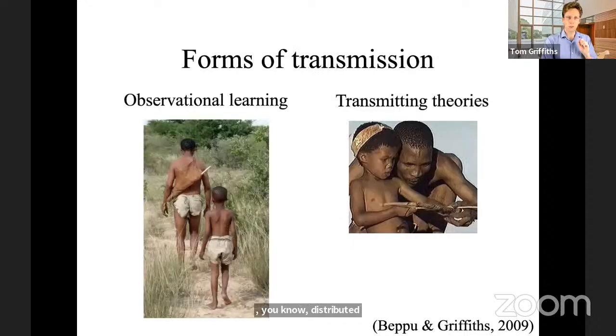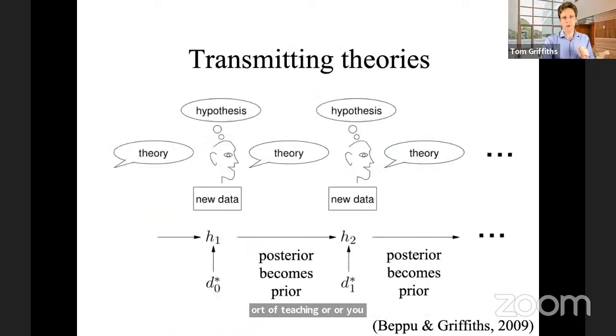Here, the idea is you engage in a process which is something more like teaching or using language to communicate something. And what you're communicating is your theory of how the world works. The way that we modeled this was by saying that what this does is essentially it takes the posterior distribution this person has in their head and transmits that entire posterior distribution to the head of this person. And that becomes the prior distribution that person uses.